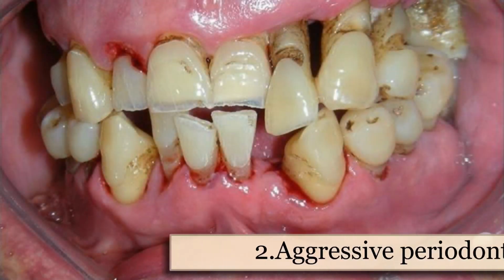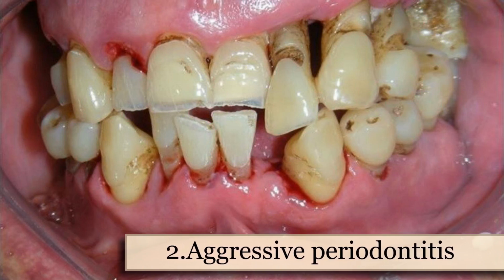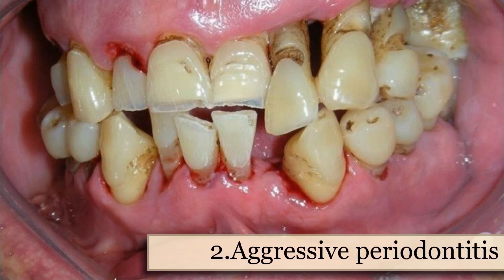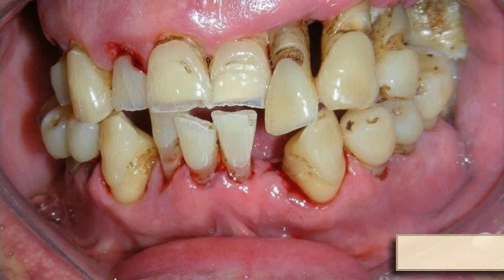2. Aggressive periodontitis usually begins in childhood or early adulthood and affects only a small number of people. It tends to be hereditary, affecting families and causing rapid progression of bone and tooth loss if untreated.